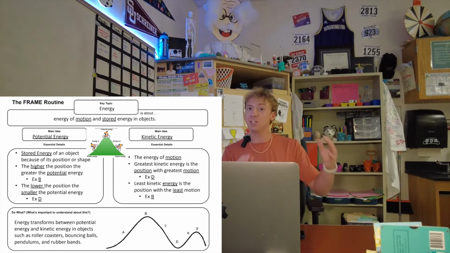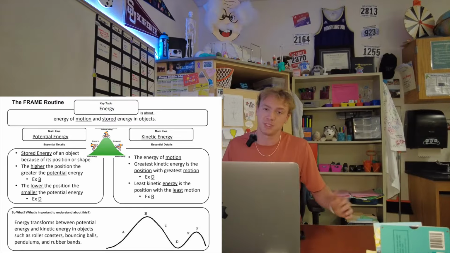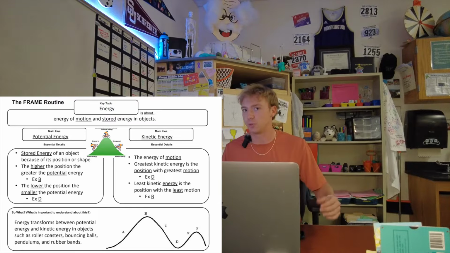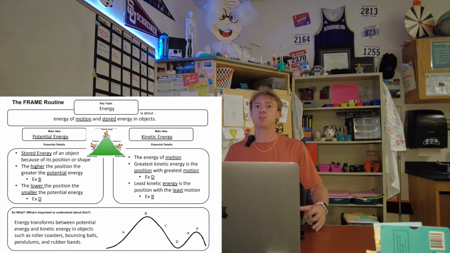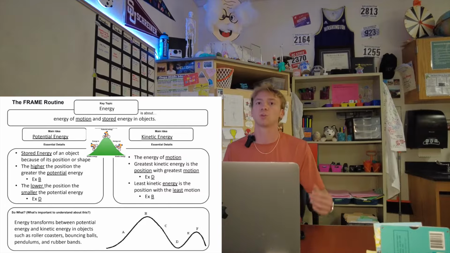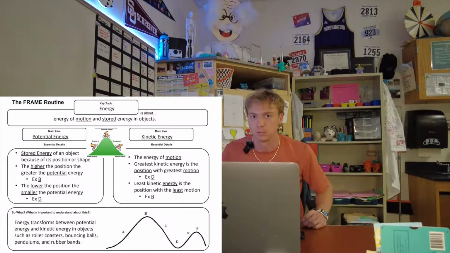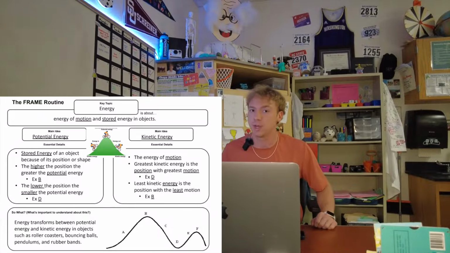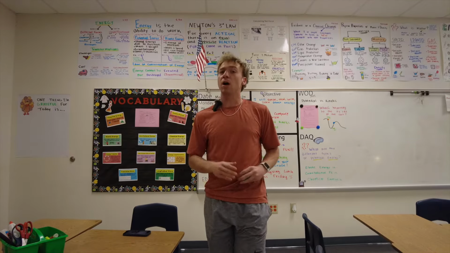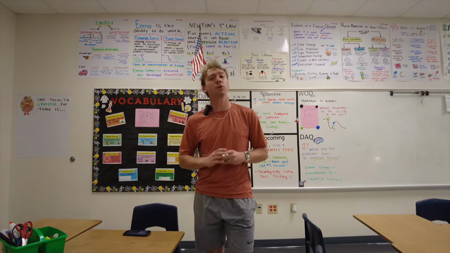So again, potential energy, and more specifically gravitational potential energy, is that energy due to the position of an object or stored energy, like if you're standing on the top of a mountain. Kinetic energy, on the other hand, that's the energy of motion, anytime there's movement, like if a roller coaster goes down the hill.